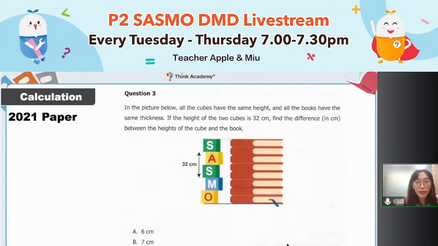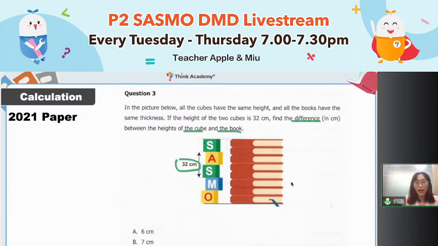Okay. So after that, another one. This is question 3 from the 2021 paper. In the picture below, all the cubes have the same height and all the books have the same thickness. If the height of the 2 cubes is 32 centimeters, so here you see 2 cubes equals 32. Find the difference between the heights of one cube and one book.